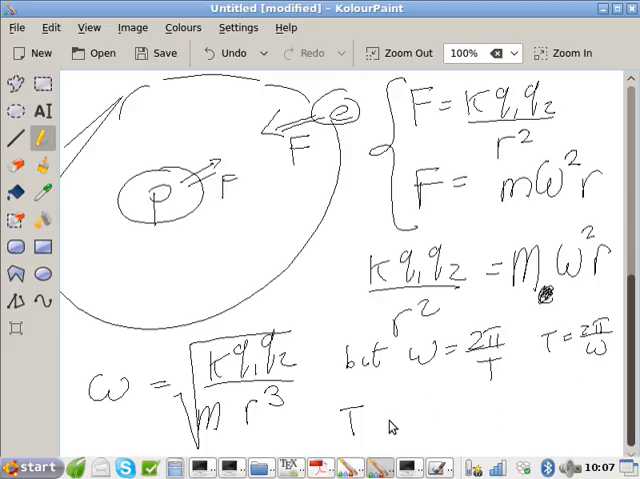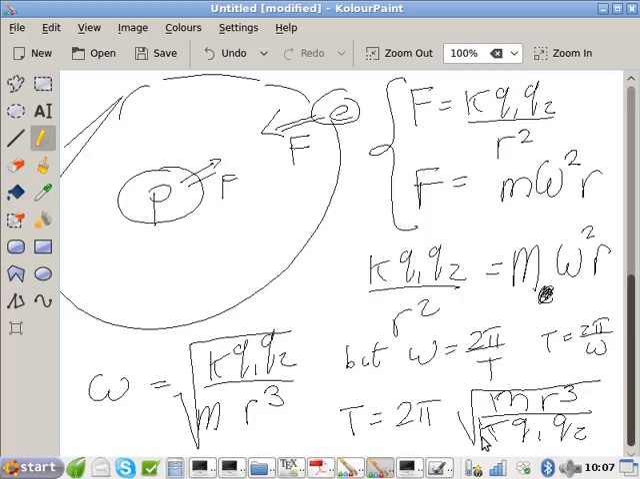So we can get this formula. T is 2 pi root of m r cubed over k Q1 Q2, upside down. So this is how we can calculate the time. Nice. I'll calculate it: 2 pi root of the fraction, m.